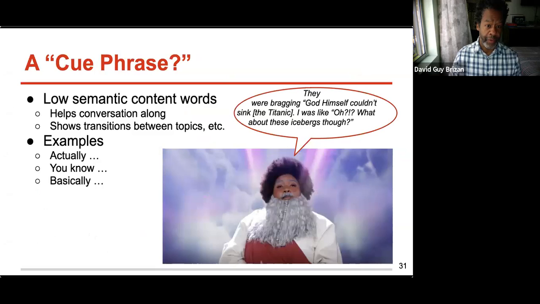But what I did was look at cue phrases. And I looked specifically at this, this is Dulce Sloan. She's a comedian. She's on the Daily Show sometimes. And she was playing God in this particular bit. She was saying, someone bragged, God himself couldn't sink the Titanic. And her response is, oh, what about these icebergs though, right? And the word though at the end of that sentence is kind of a cue phrase.